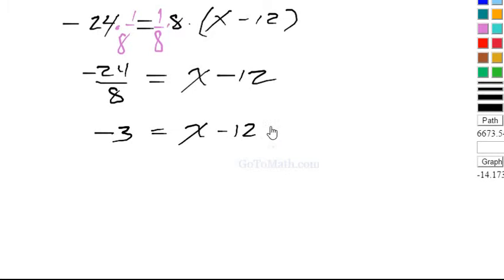Alright, so we want to get rid of this 12. We're trying to isolate x, remember. To get rid of that 12, we can add 12 to both sides. So now what do we have? Well, that goes to 0. So we have x is equal to 12 minus 3, which is 9. So we have the solution.